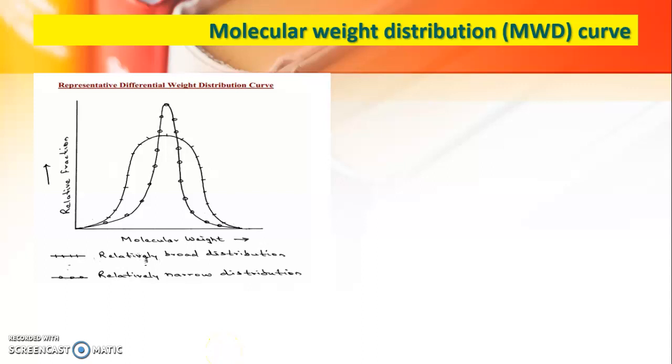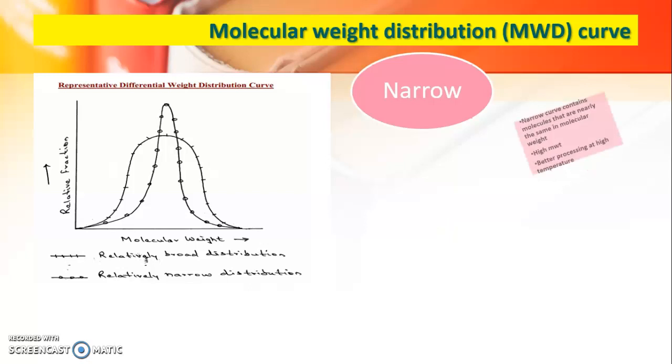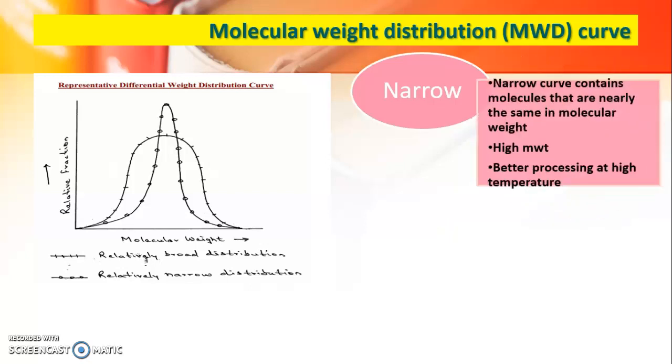Okay, look at the molecular weight distribution curve. For the narrow curve, the curve contains molecular weights that are nearly the same. This is the narrow curve. It has a high molecular weight and better processing at high temperature.